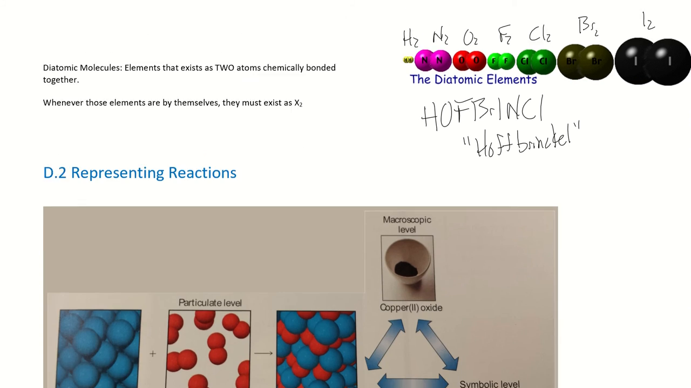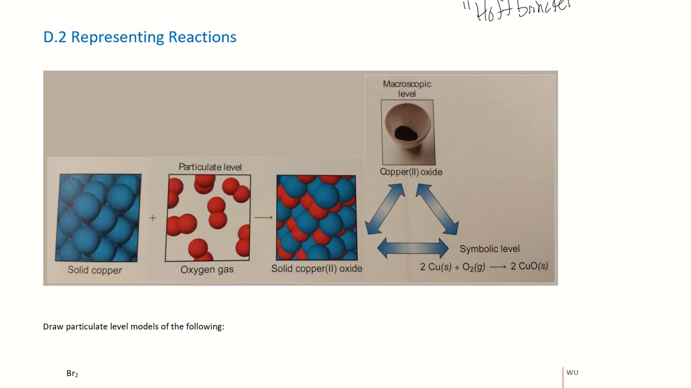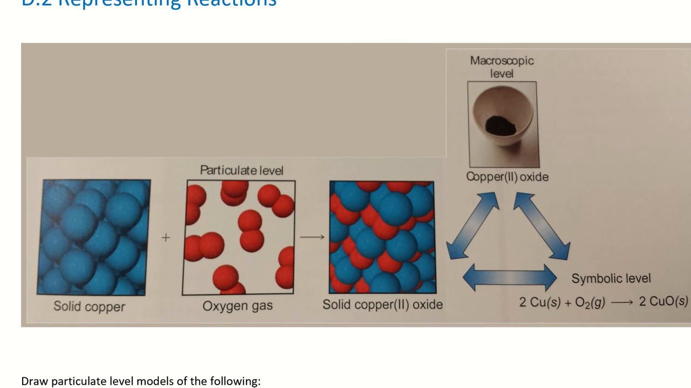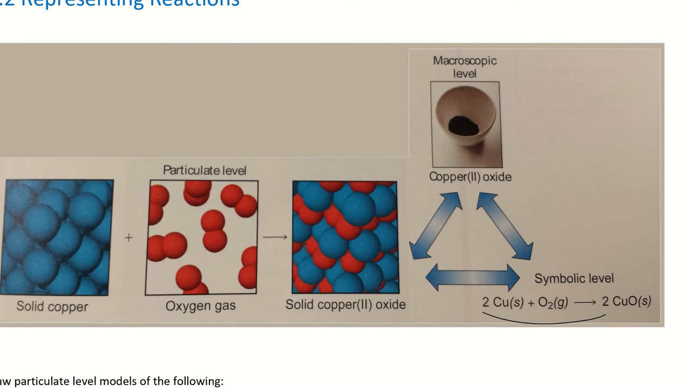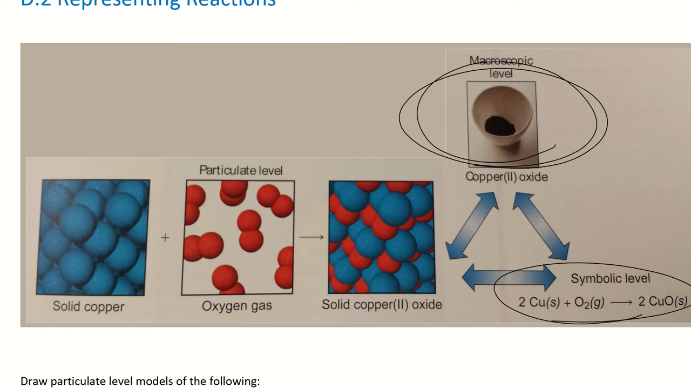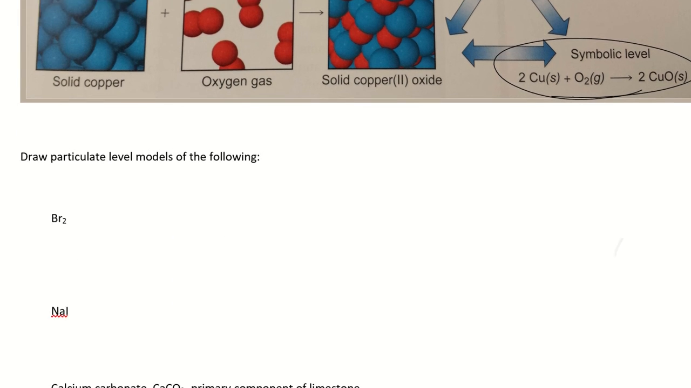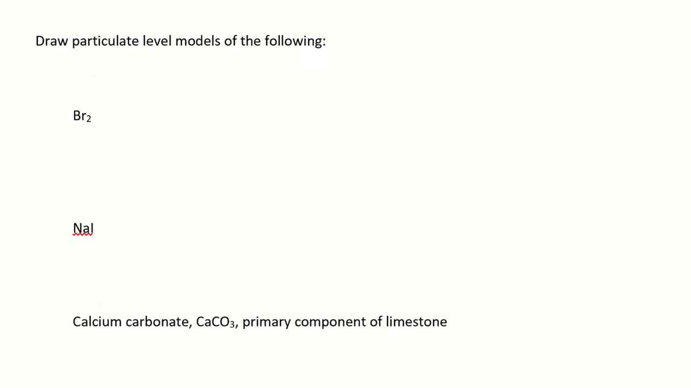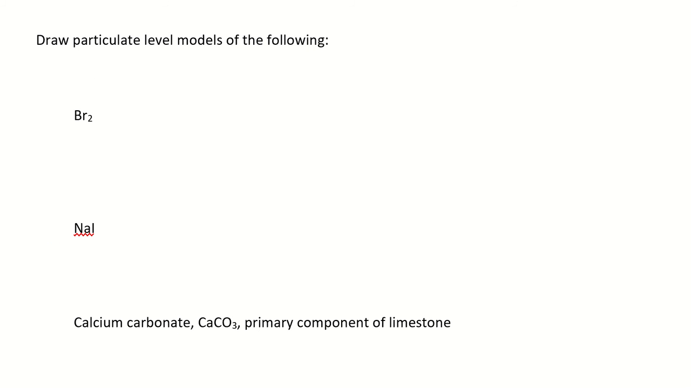For the second part of the lecture, we want to look at representing reactions. And there's three different ways that we can represent reactions. We can represent them symbolically with equations. We can represent them on a macroscopic level, that is what we see or can look at in lab, or we can represent them on a particulate level with some drawings. So let's get some practice with that right here. I want to draw particulate level models for the following. Br2, this is bromine. Bromine is one of our diatomic elements, so we see it existing as two atoms stuck together, which we can represent as two bromine atoms stuck together.